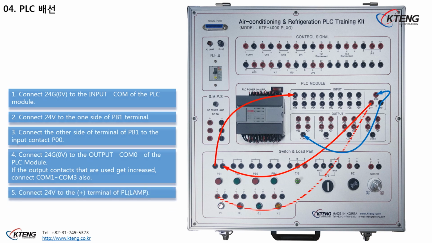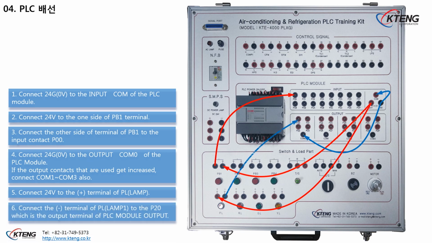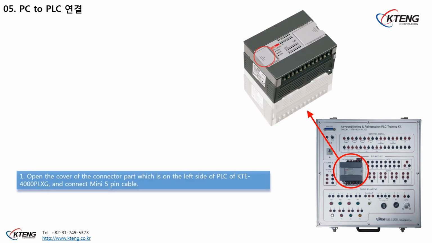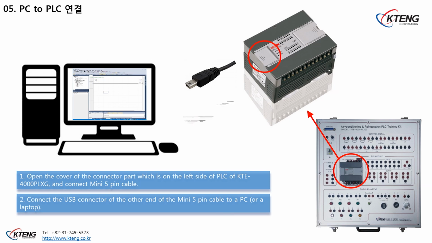Connect the 24 volts terminal to the plus terminal of PL lamp. Connect the minus terminal of the PL lamp 1 to the P20, which is the output terminal of PLC module output. Open the cover of the connector part which is on the left side of PLC of KTE4000 PLXG, and connect mini 5-pin cable. Connect the USB connector of the other end of the mini 5-pin cable to a PC.